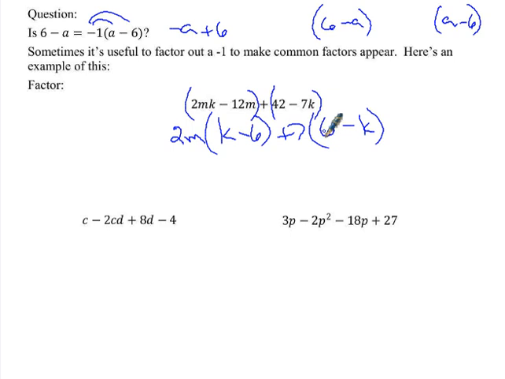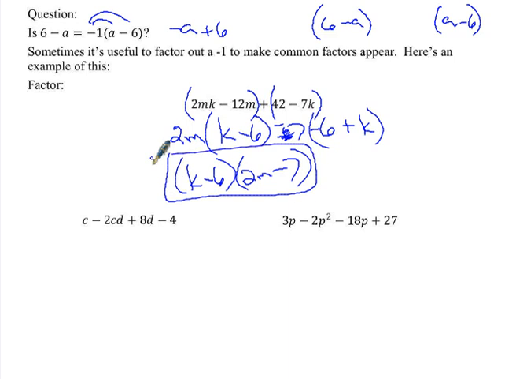Yeah, you could. So actually, instead of a positive 7, I should factor a negative 7 out. So I'm going to make this a minus 7 instead, which will make this a negative 6, and this will be positive k. Now do these match? Yeah, I don't need to rewrite it. I know that they match, so now I can factor out that GCF, which is k minus 6 times what's left over here, 2m, and what's left over here, minus 7.